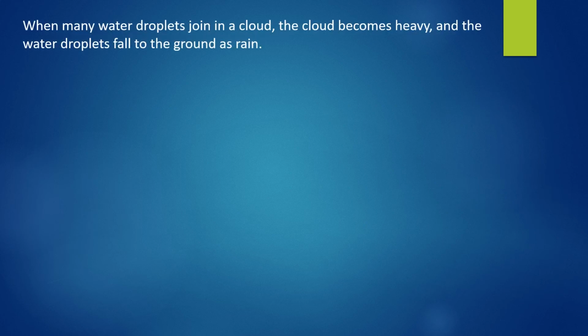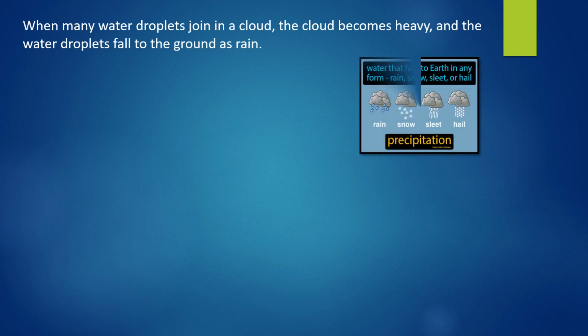Next, when many water droplets join in a cloud, the cloud becomes heavy and the water droplets fall to the ground as rain. When a lot of water droplets join together, it becomes very heavy. Then the heavy water droplets fall to the ground as rain. This process is called precipitation, that is, becoming droplets as rain is called precipitation.